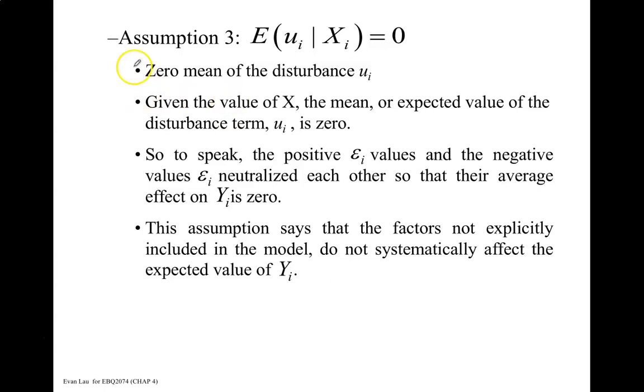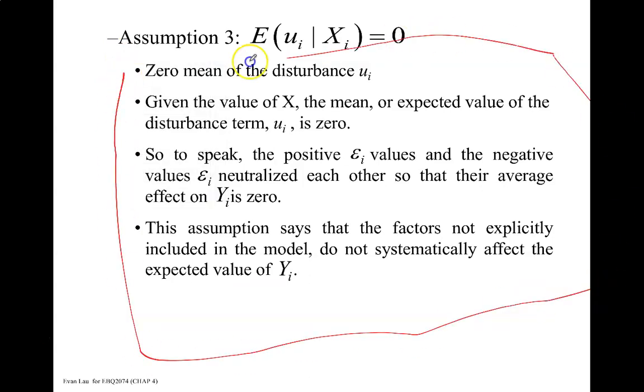But here, we assume zero mean of disturbance. So to speak, the expected value or the mean value of the disturbance is actually 0. The mean is 0. On average it is 0. But individually, they might not be 0. They can be positive. They can be negative. But on average, when they are added up, they are 0 in that sense.